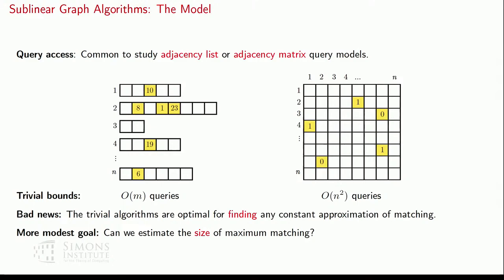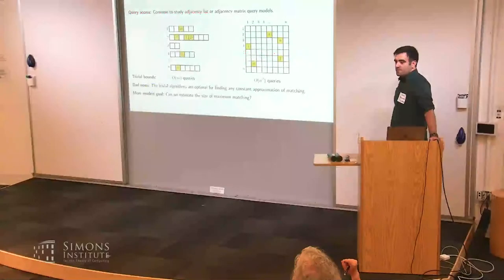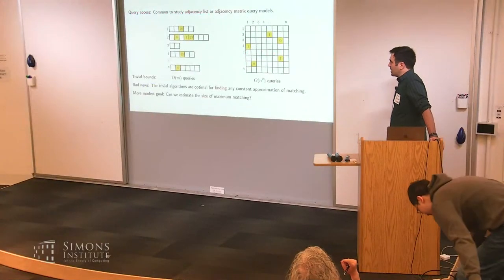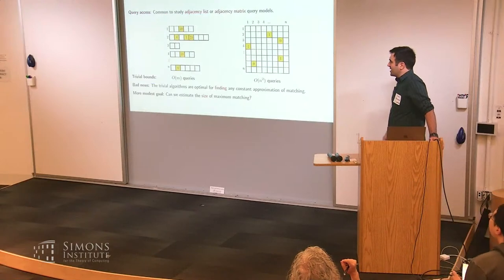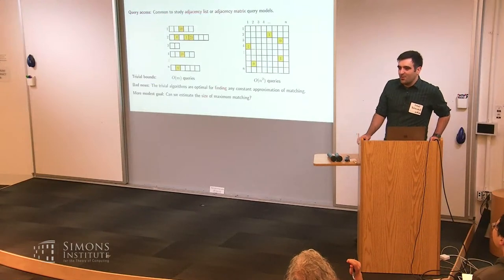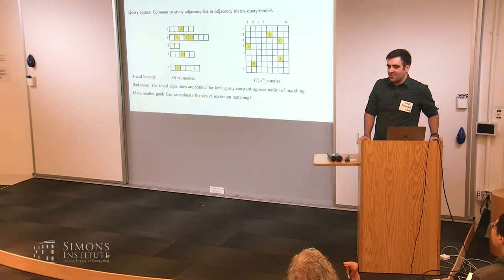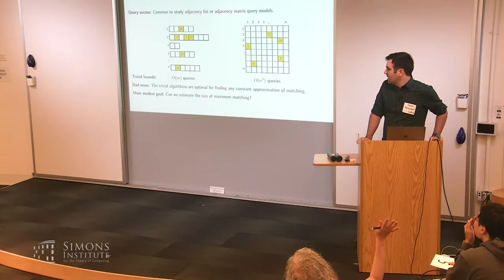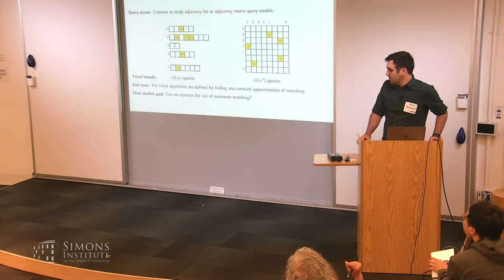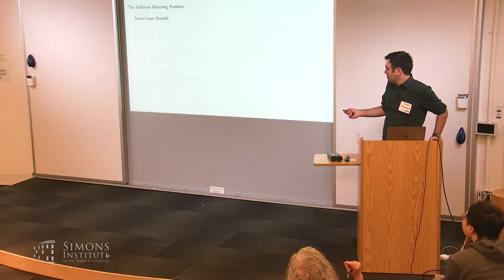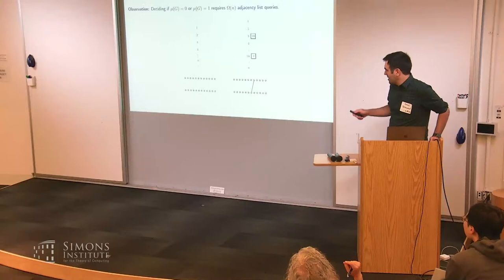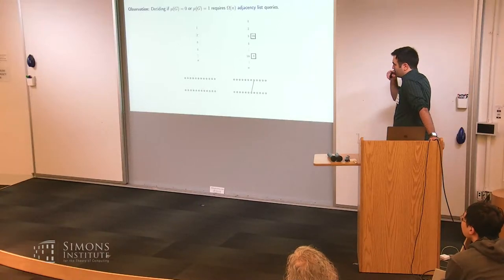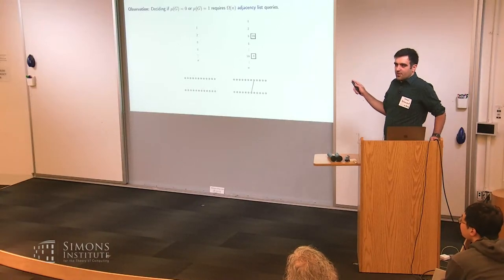If the adjacency lists are sorted, does it make a difference? That's a good question. I'll provide an example that if it's not sorted, that's a problem. If it is sorted, let me actually talk about the example. Before this, there was another question.